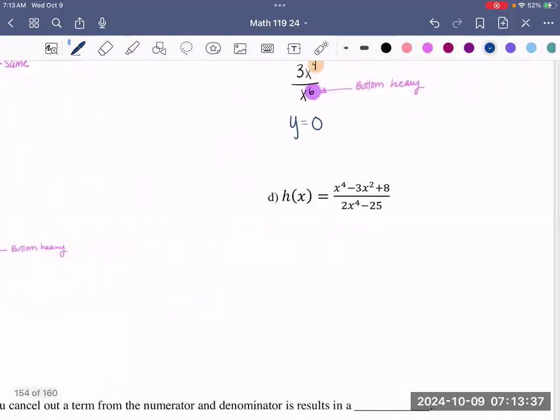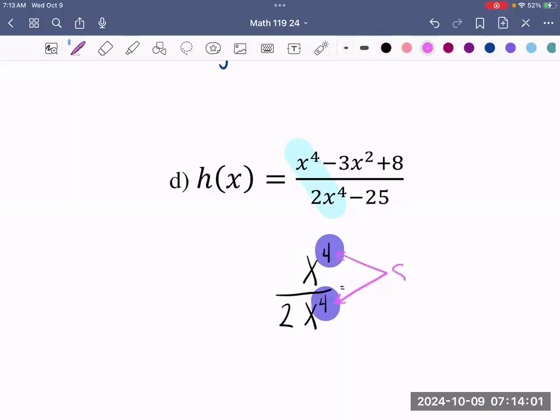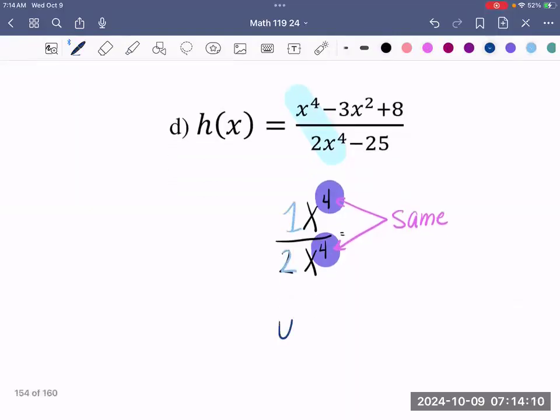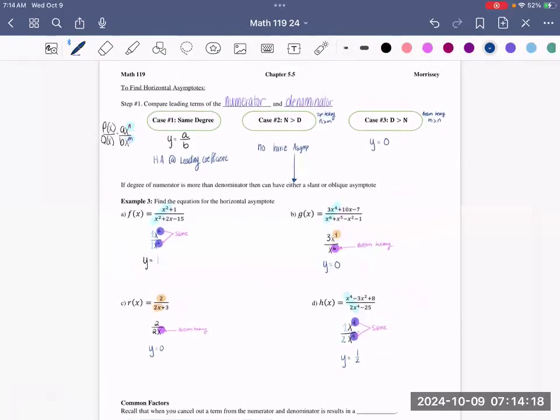Let's do it one more time. Hopefully you're pausing the video, getting a hang of these. x to the 4th over x to the 4th. So looking at your degrees, they are the exact same. So we therefore look at your leading coefficients. We have 1 over 2. So that just means y is equal to 1/2. So this is how you can pick out your horizontal asymptotes by your degrees.